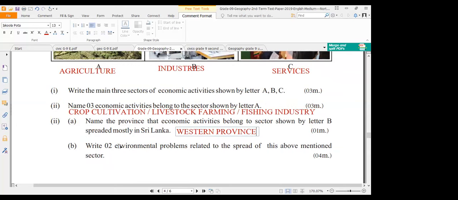Next question: write two environmental problems related to the spread of the above mentioned sector. Air pollution. Water pollution. Sound pollution. Land pollution. Environmental problems. Increasing temperature, an increase in temperature.